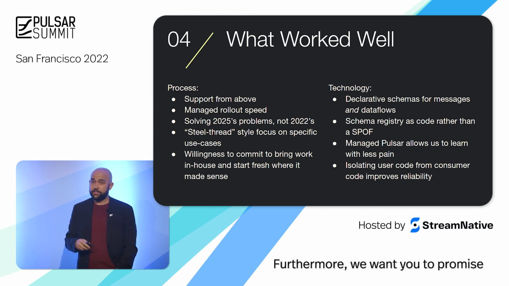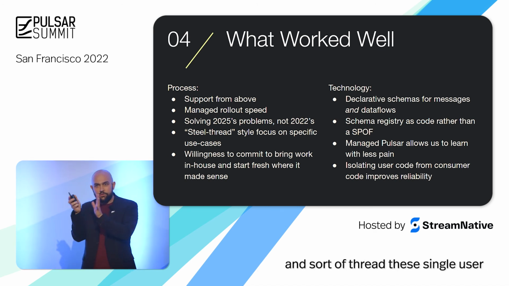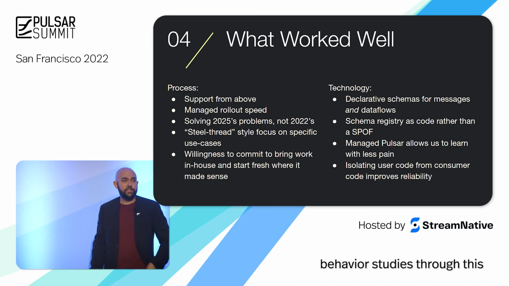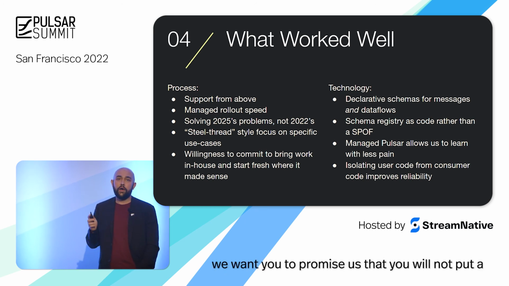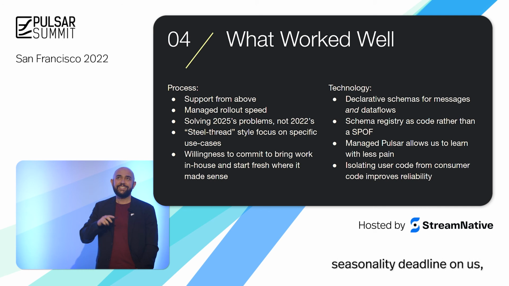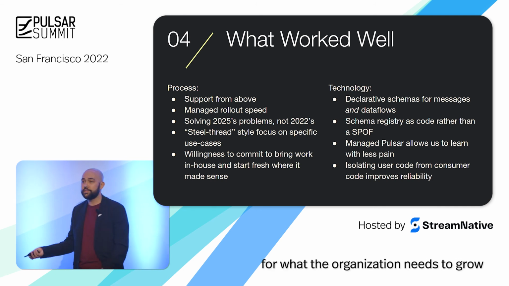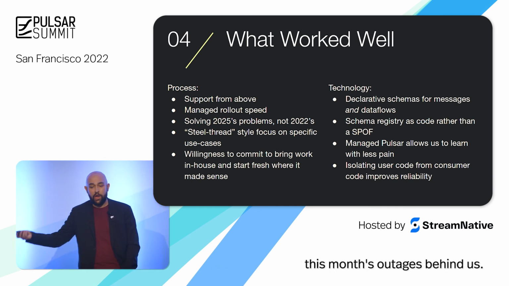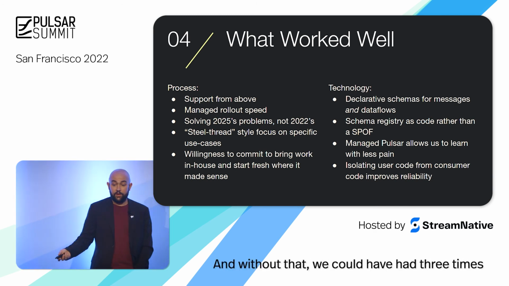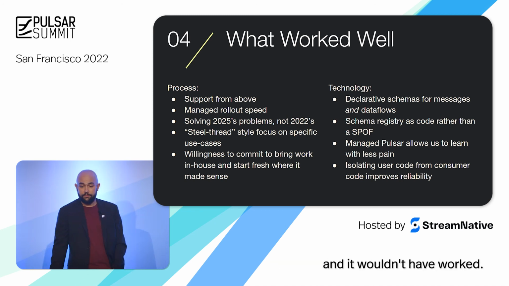Furthermore, we want you to promise that as we implement this project and try it out and thread these single user behavior studies through this existing complex messaging environment, you will not put a seasonality deadline on us, so that we can really get high affinity for what the organization needs to grow without getting distracted by what we need to get this month's outages behind us. And without that, we could have had 3 times the headcount or talent or whatever, and it wouldn't have worked.